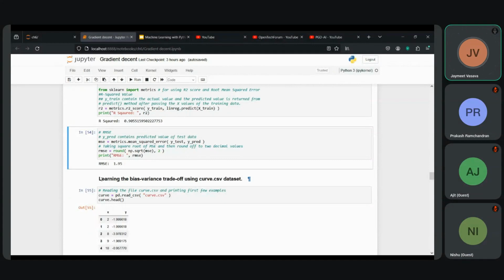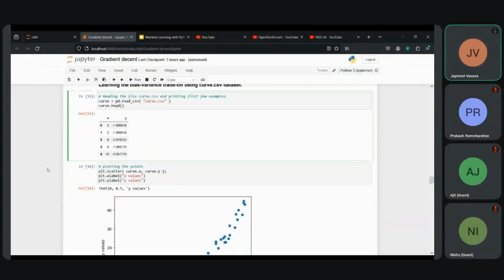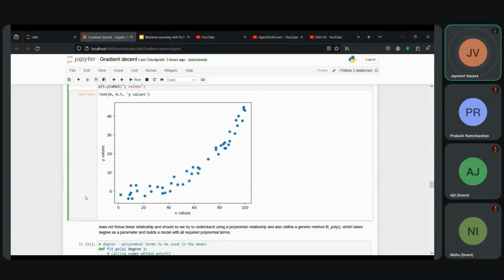For the standard deviation, so learning the bias and variance trade-off using the curve.csv dataset. First reading the dataset and printing the top 5 records of the dataset, plotting the values of X and Y. This is the plot that we get, and you can see it's not a linear relationship, it has a polynomial relationship.